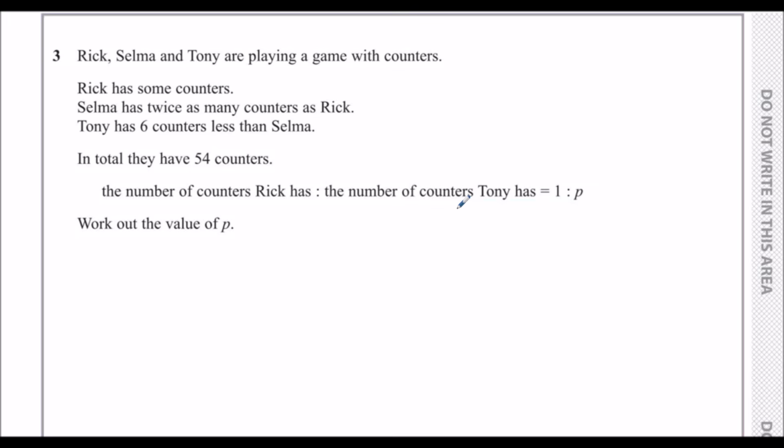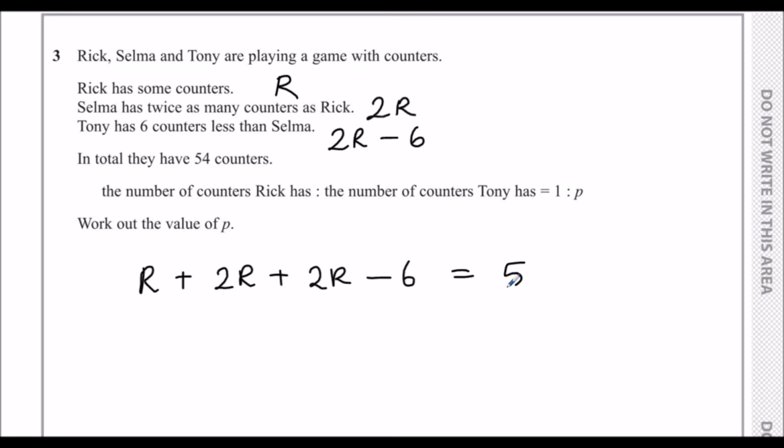To do that, we're going to form an equation. So Rick has some counters. I'm going to call that R. Selma has twice as many as R. I'm going to call 2R, 2 times R. Tony has 6 less than Selma. Selma's got 2 R's, so Tony has 2 R's, take away 6. And in total, that's 54. So R plus 2R plus 2R minus 6 is equal to 54. So I've got 1, 2, 3, 4, 5 R's. 5R minus 6 is 54.